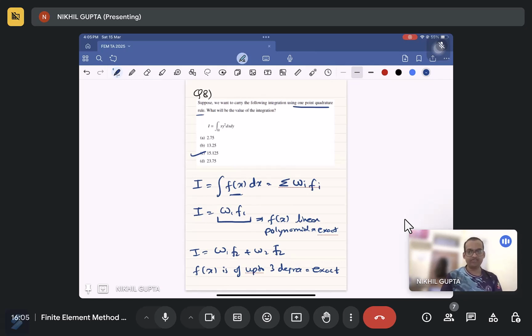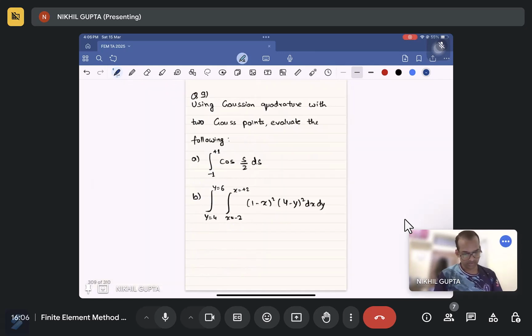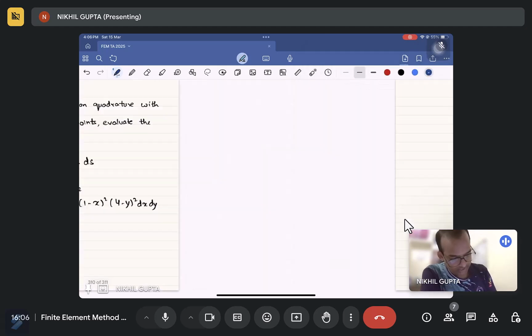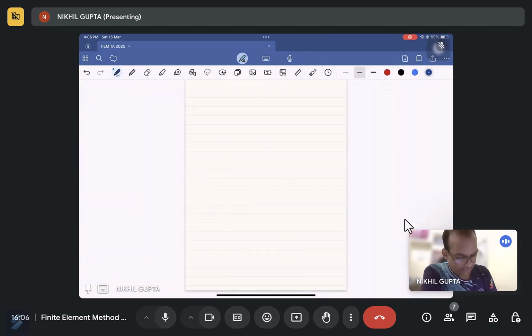Is it clear to everyone, the 1 point Gauss quadrature rule? Yes, sir. Okay, now let's do one more question where you have to solve using Gauss quadrature with 2 Gauss points and evaluate the following. Let's take the first question first, where it says integrate from minus 1 to 1 cos of s by 2 ds. So has Gauss point quadrature been covered in the class now?